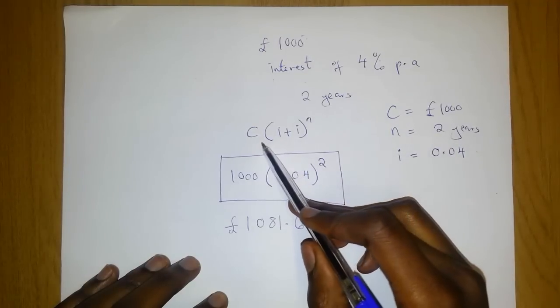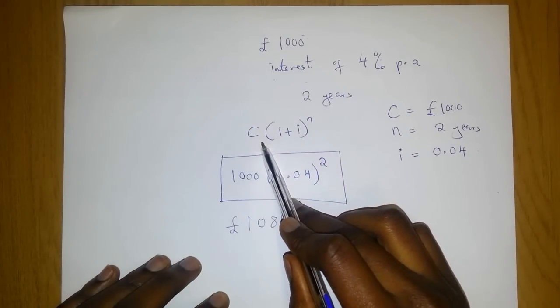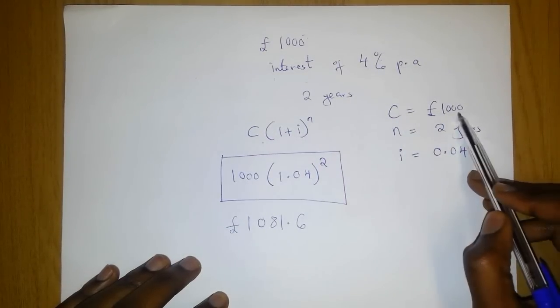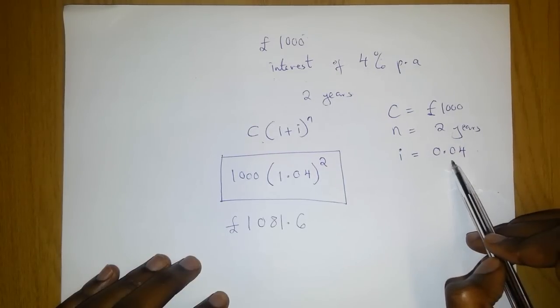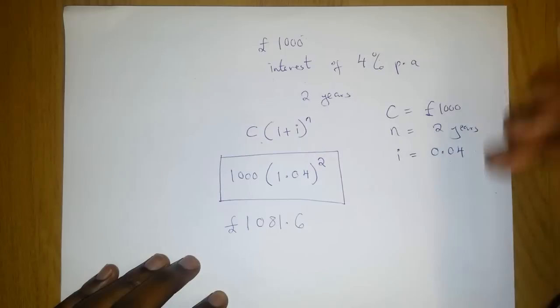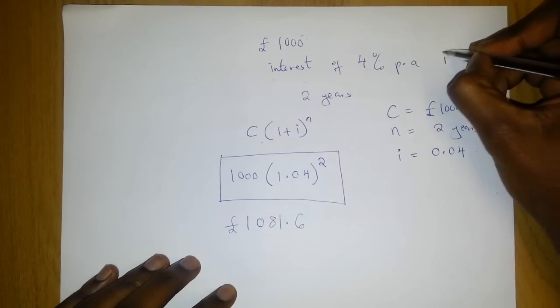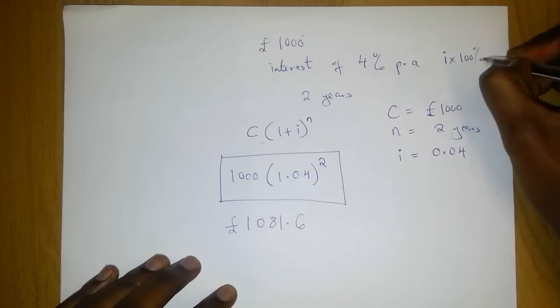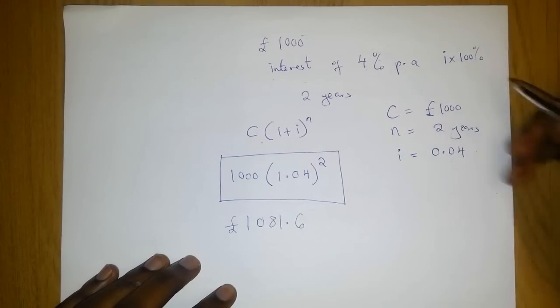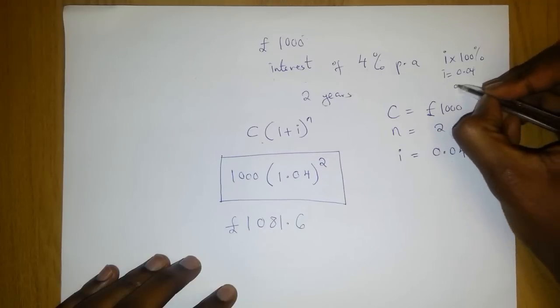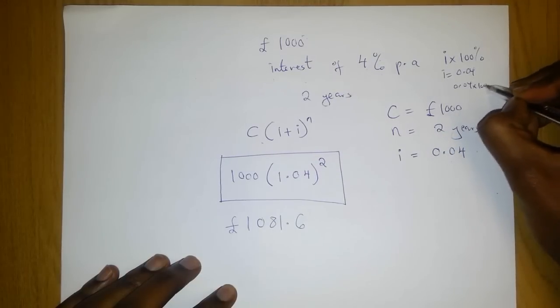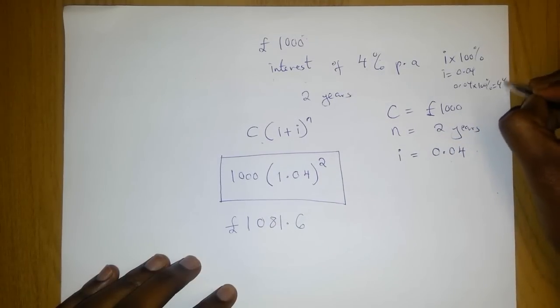Well, we have our formula here, which we saw in the previous slide. Our C is 1,000, our n is 2 years, and our I is 0.04. Remember, this rate of interest is given in the form of I times 100%, where 4% per annum simply means that I is equal to 0.04, such that if you say 0.04 times 100%, you come up with 4%.